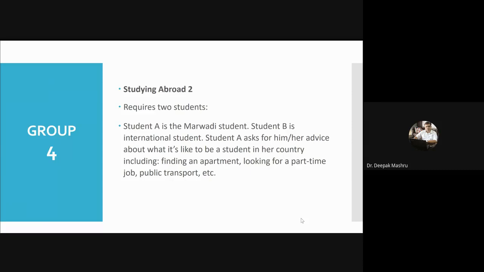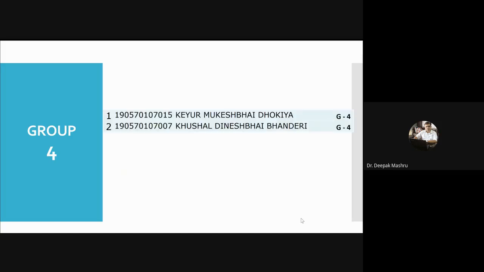So student A is the Marwadi student. Student B is the international student. Student A asks for his or her advice about what it's like to be a student in her country, including finding an apartment, looking for a part-time job, public transport. So group 3 and 4 are similar somewhere. This is more focused on job opportunities and living standards, where group number 3 will talk more focusing on academic sides, right? Kayur and Kushal, they'll be talking about this.